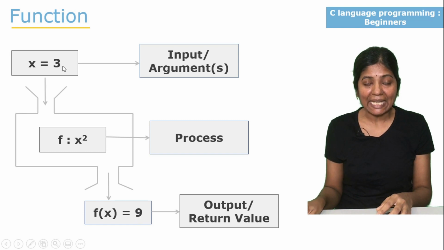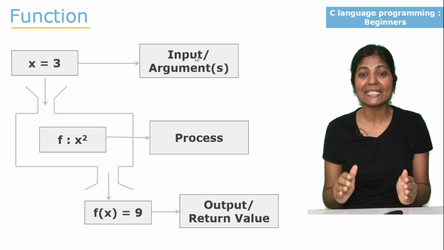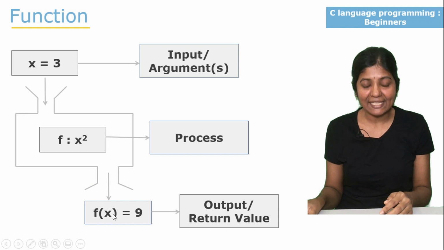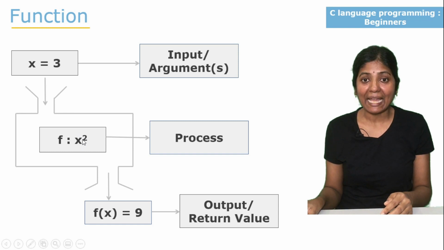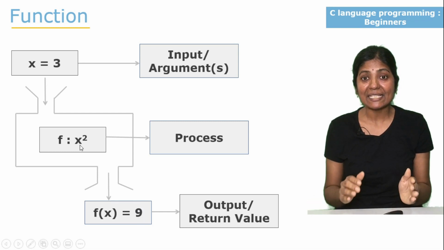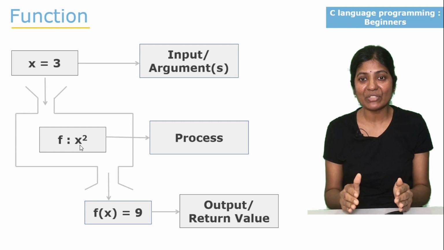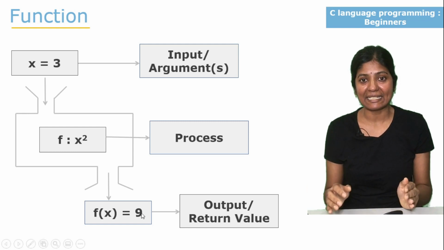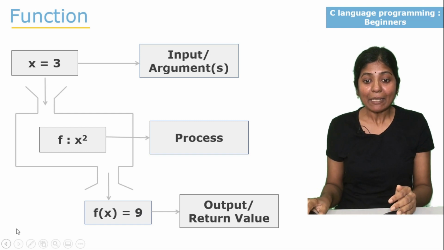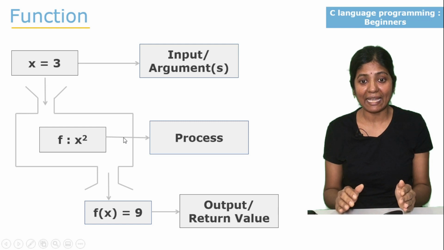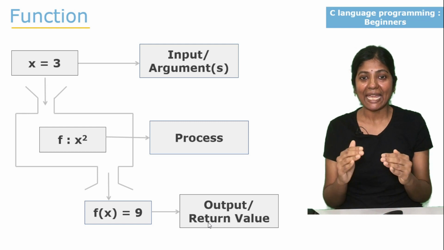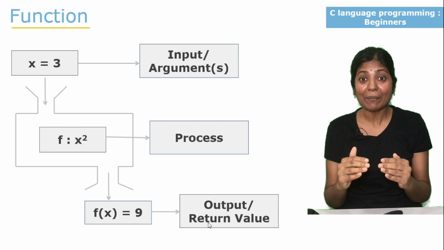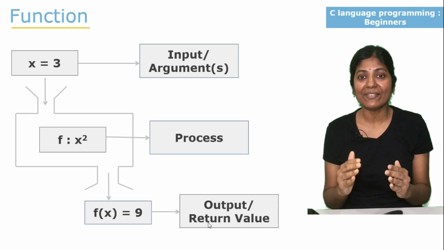Here x equal to 3, in computer words, we can call input. Then in place of f of x, which is x square, where x equal to 3, 3 square will be calculated, and we will get the result 9. X square is called the process, which means the calculation we are doing, and 9 is the result. We can call it output. In programming, input is also called arguments and output is also called return value. So, a function will have input, process and output. The same concept will be applied to C functions also.